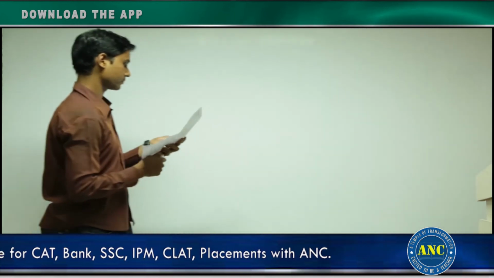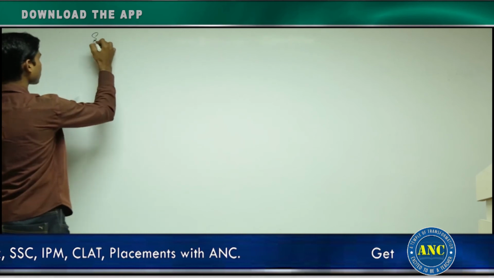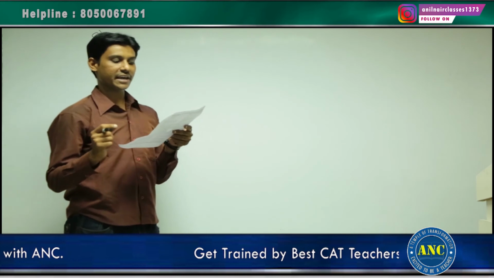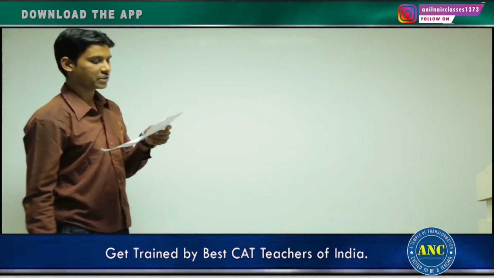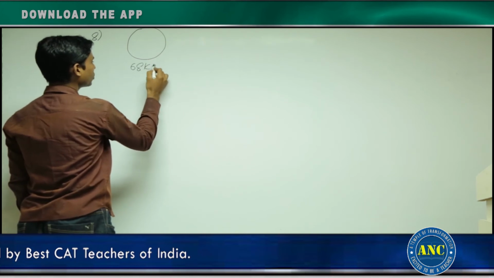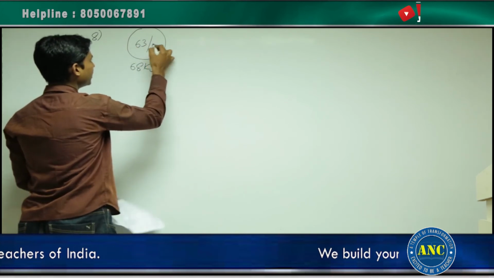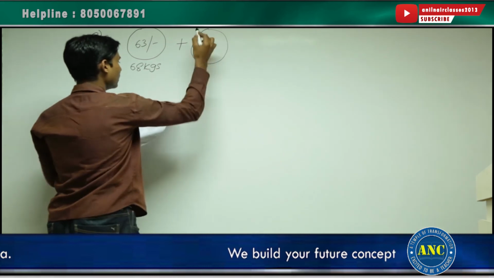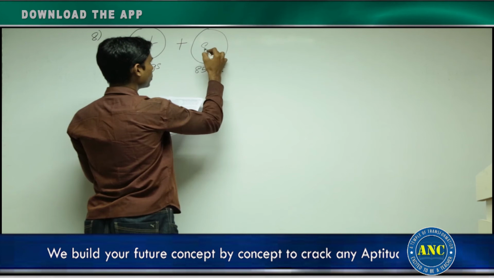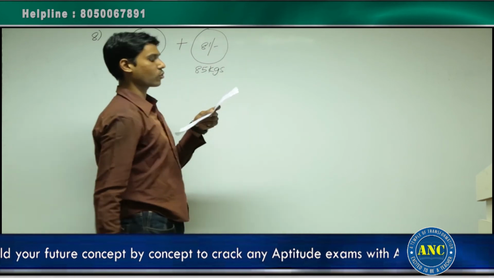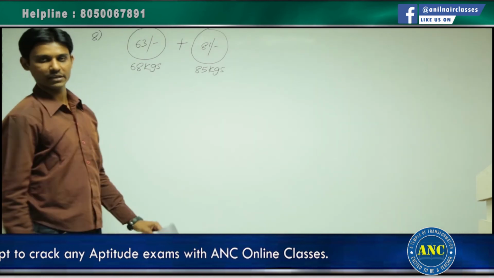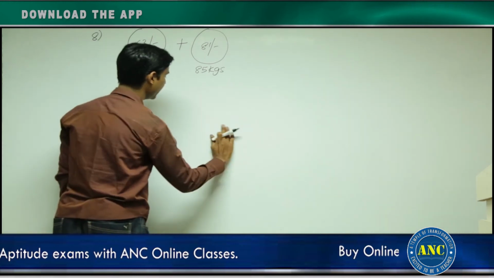Please see. 8th question. A vendor mixes 68 kgs of apples, purchased at 63 rupees per kg. He will mix with 85 kgs of apple, purchased at 81 rupees per kg. Find the average cost price of the resultant apples per kg. You need to find the average.